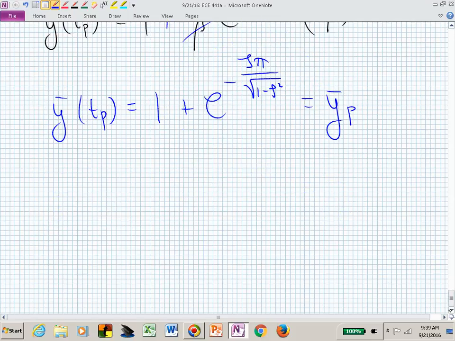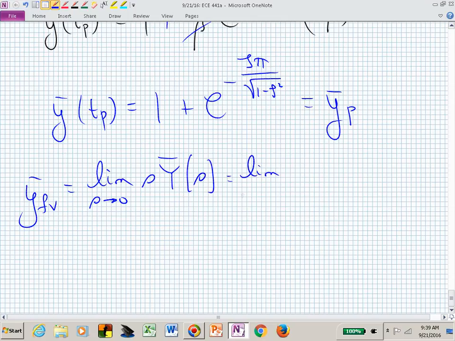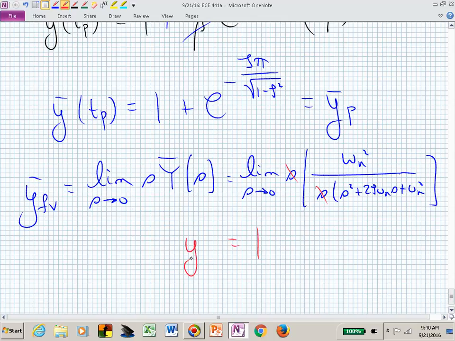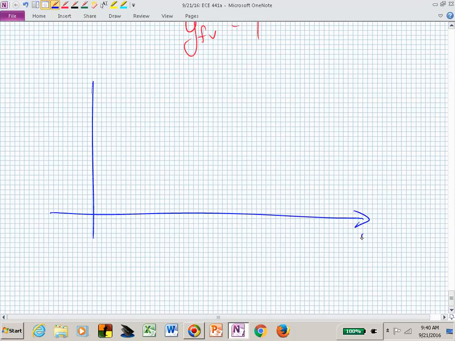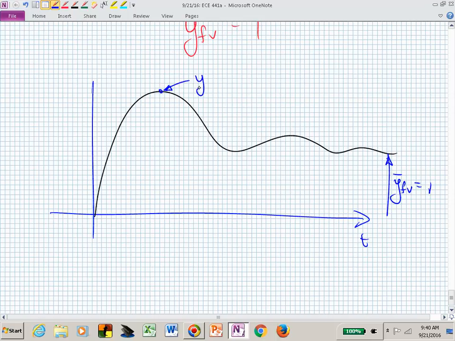What do we also know about y bar of final value? If we applied this again, we've already done this, and you probably remember what this is, right? This went to 1. By canceling those two and letting s go to 0, this now went to 1. Which means that if we look at this response again, we have this value. This is y final value bar, which is 1. And we know what this guy is. This point was y bar sub p.